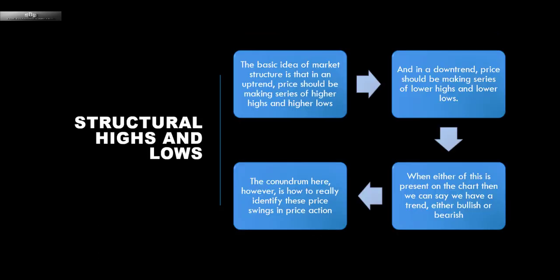So when we talk about structural highs and lows, the basic idea of market structure is that in an uptrend, price should be making a series of higher highs and higher lows. That's very simple, right? And what forms a high or a low is a swing point, swing highs and swing lows. We're going to look at that.